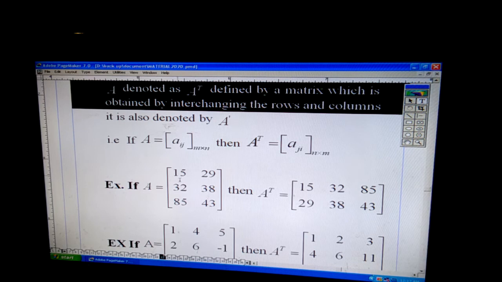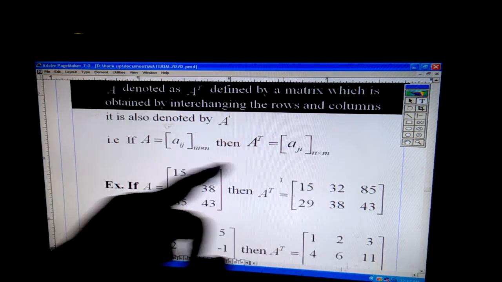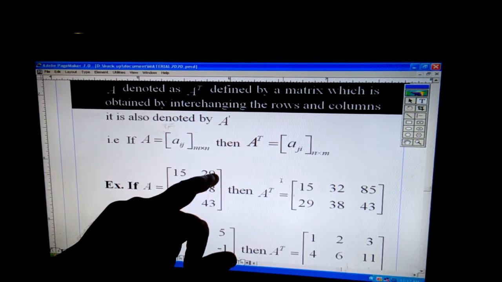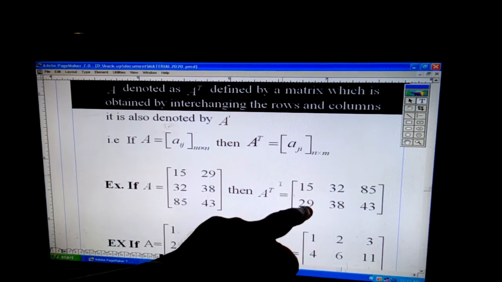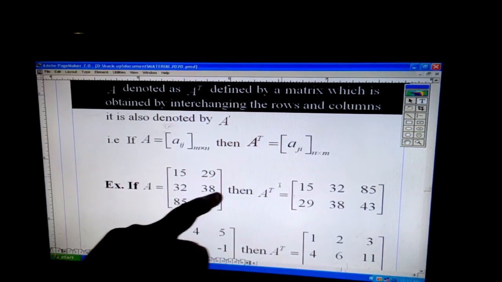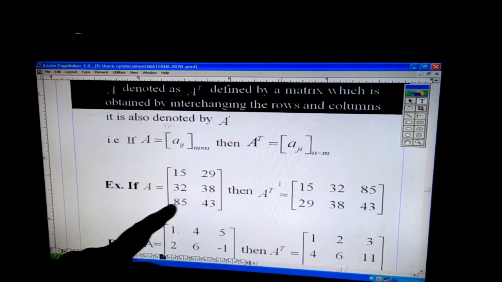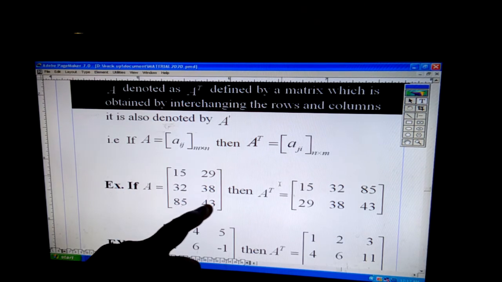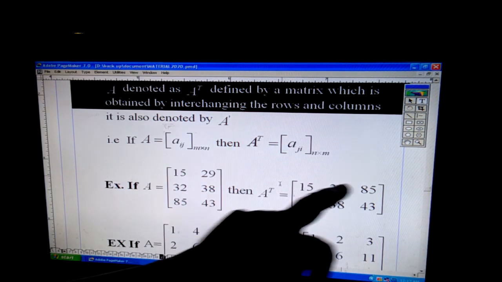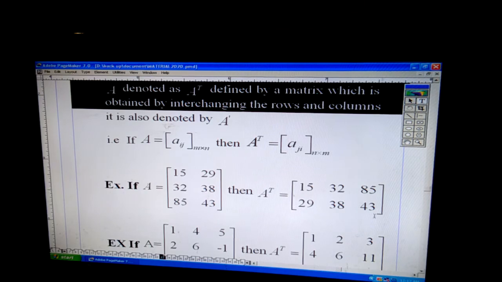If I take the example A with rows 15, 29; 32, 38; 85, 43, then A transpose will have 15, 29 in column number 1, since in A it is in row number 1. The second row is 32, 38, and in the transpose it is column 2 with 32, 38. In the matrix 85, 43 is in the third row, but in the transpose it will be 85, 43 in column number 3.